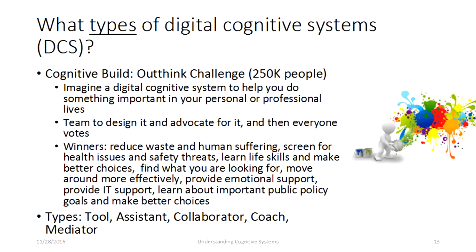And we can start asking the question of what types of digital cognitive systems do people want? IBM, at the beginning of 2016, had over 250,000 employees who were asked the question, imagine a digital cognitive system to help you do something important in your personal or professional life. Thousands of different projects were identified by IBMers, and those types of digital cognitive systems, we can identify 5 types: the tool type, the assistant type, the collaborator type, the coach type, and the mediator type.